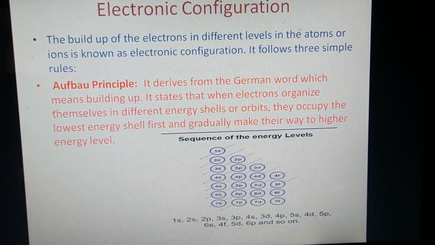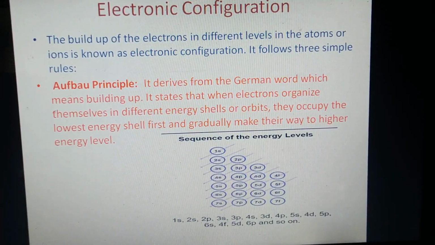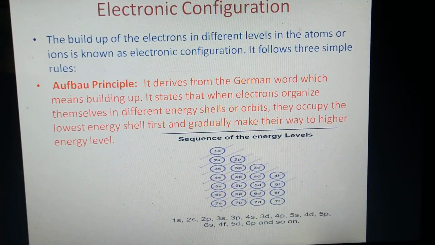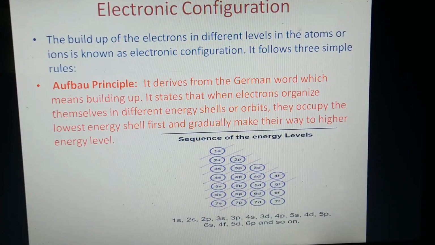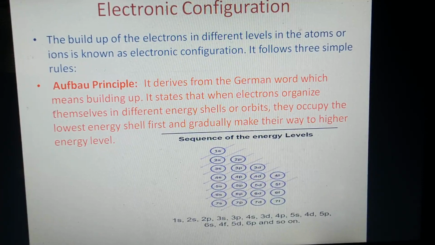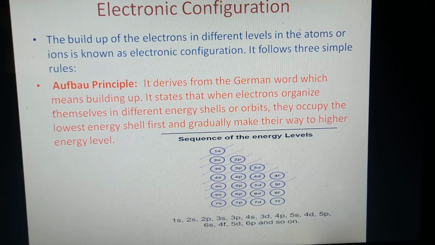So these are the simple rules which we should follow for writing down the electronic configuration. Electronic configuration is the arrangement of electrons in the different levels in atoms or ions. Before writing down the electronic configuration, we should follow three simple rules: Aufbau's principle, Pauli's exclusion principle and Hund's rule. The first one is Aufbau's principle, a German word which itself means building up.